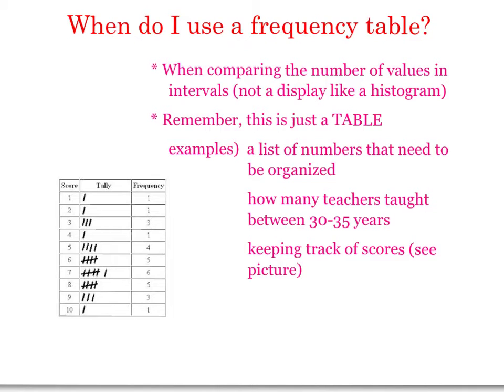Examples for a frequency table would be a list of numbers that need to be organized, how many teachers taught between 30 to 35 years, because 30 to 35 years would be an interval, or keeping track of scores if you take a look at the picture.